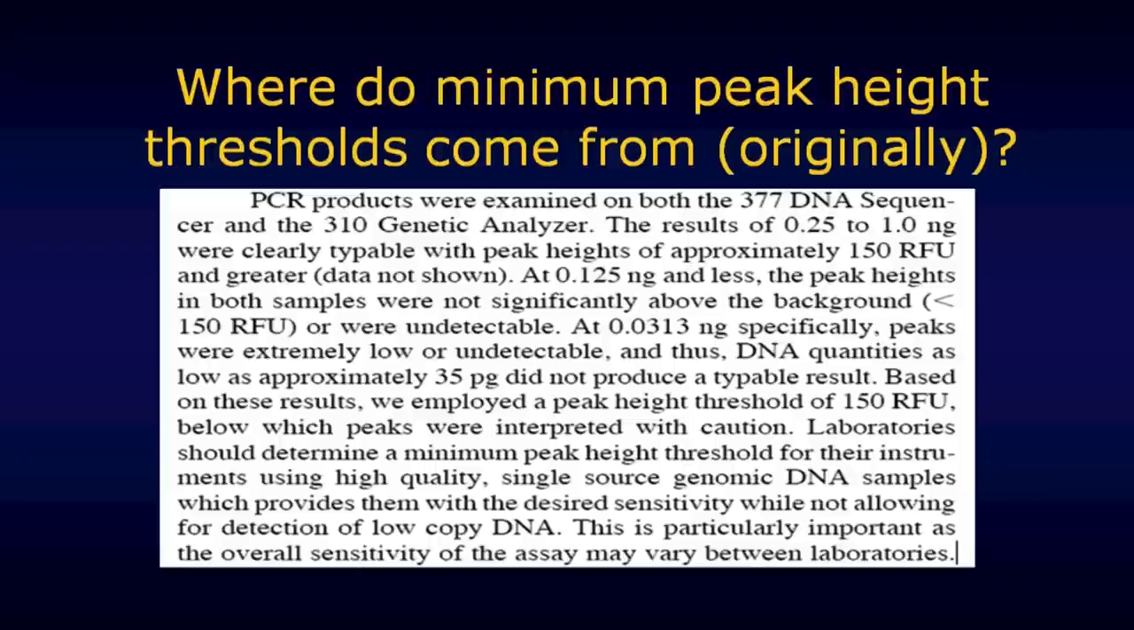And how did they know if they had small amounts of starting material as opposed to large amounts of starting material? Again, it's based on the heights of the peaks. High peaks come from large amounts of starting material, small peaks come from small amounts of starting material. And the minimum peak height threshold was essentially a safeguard against trying to draw conclusions when you've got too little material to get a reliable result.